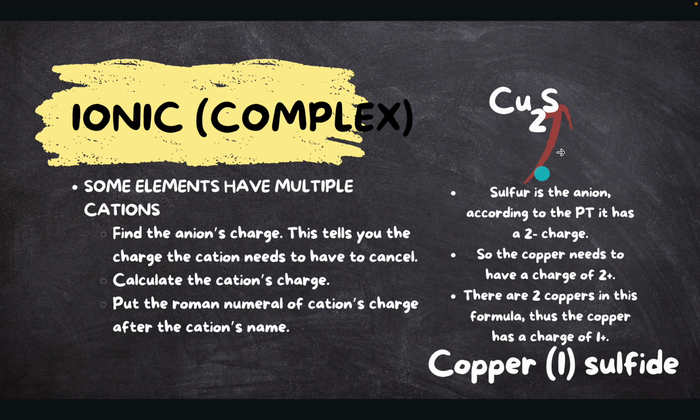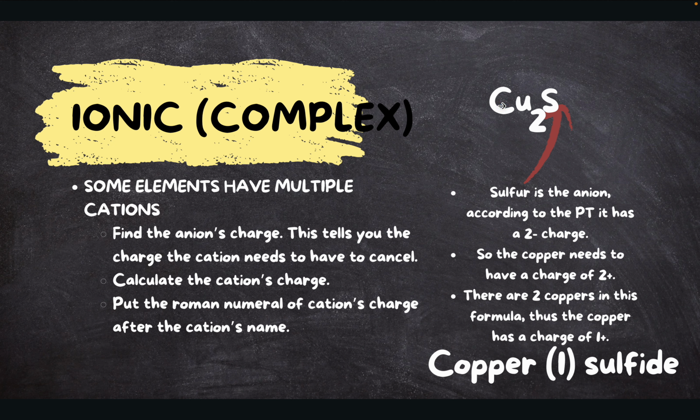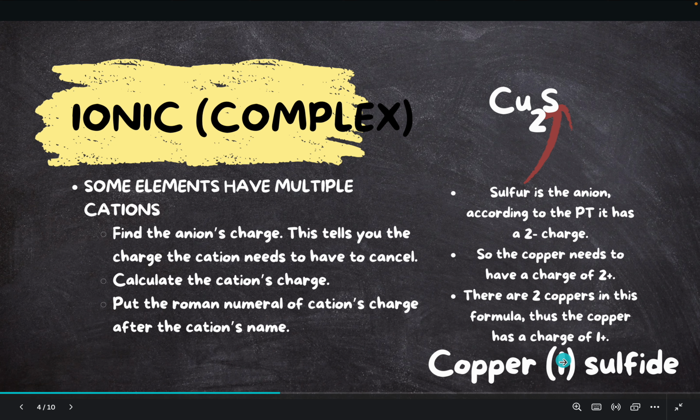We just calculate the cation's charge. So if this is 2, and this needs to be +2, then how many coppers are there? And what is the charge of a single copper? Correct? It's +1. So each of these coppers has a charge of +1. Two of them have a charge of +2, which cancels out the -2 of the sulfur. And to make this clear, we put the charge of the individual copper right after the name of the cation. So it's copper(I) sulfide.